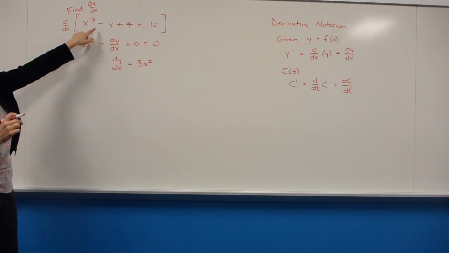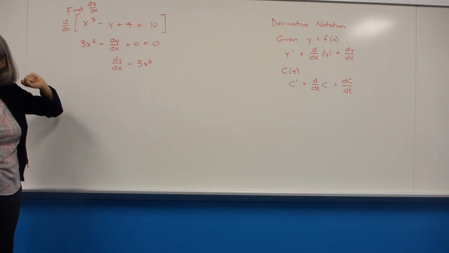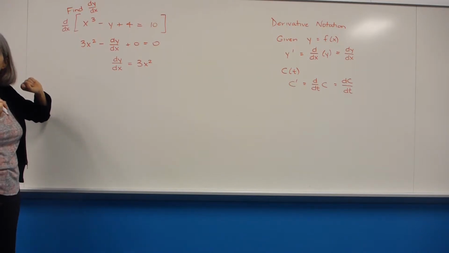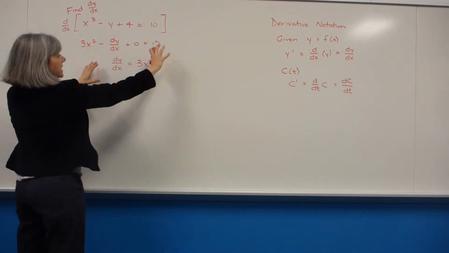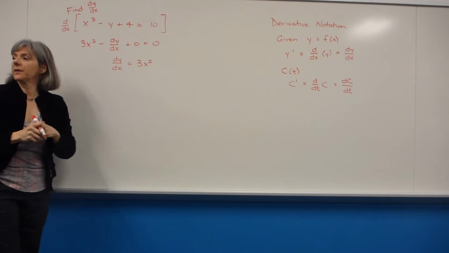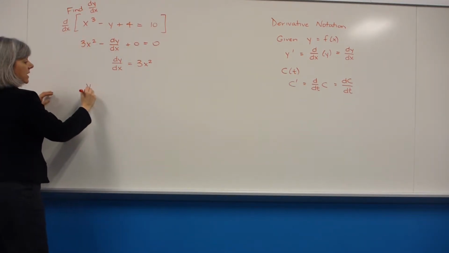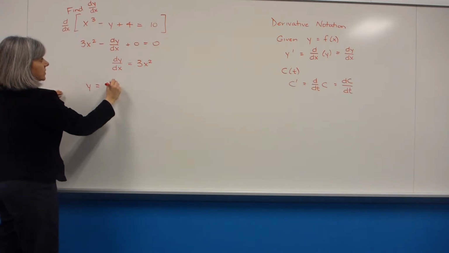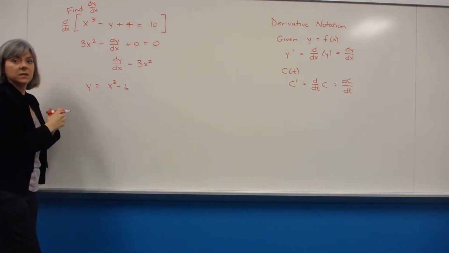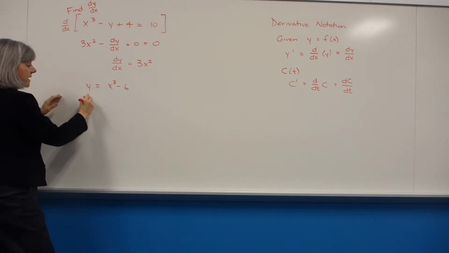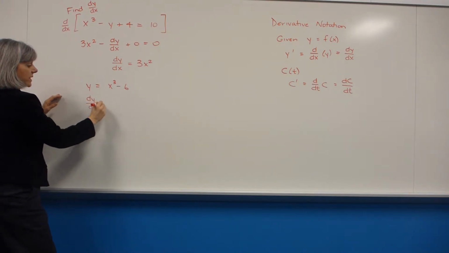What if we were to come back up here? You look puzzled. Where'd the negative go? Because if I add dy dx to both sides, okay. If I had solved this for y, I would have gotten y equals x cubed minus 6, and the derivative, dy dx, is 3x squared. 3x squared, same thing.